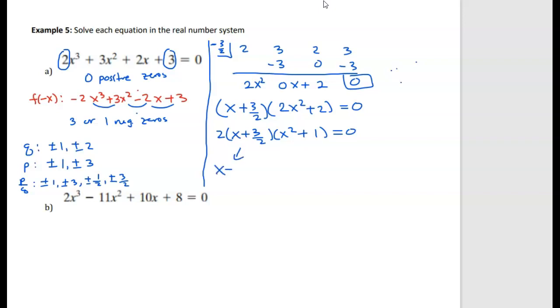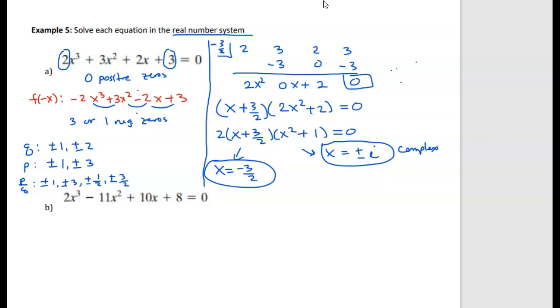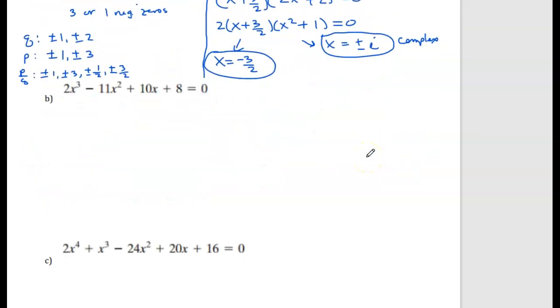So we get x equals -3/2. It says solve the equation in the real number system, so the only real answer is -3/2. This is going to give you x equals plus or minus i, which are solutions, but they're complex. Alright. So we're interested in these in the next section. And we're going to basically do this in the next section too, so it's useful knowing how to do it.